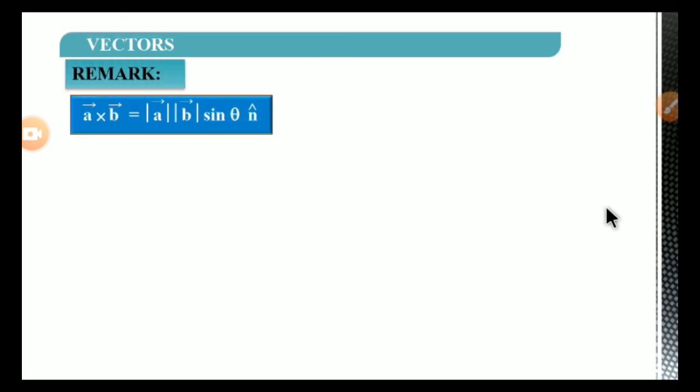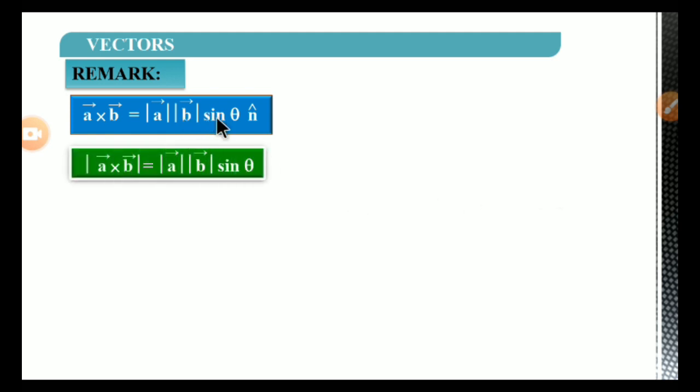And here we will see one remark. A cross B is equal to magnitude of A into magnitude of B into sin theta into n cap. So this is the first remark, and the second remark is the magnitude of A cross B, that is equal to again magnitude of A into magnitude of B into sin theta. Here the magnitude of n cap becomes 1, because this is the unit vector, so its value is 1.